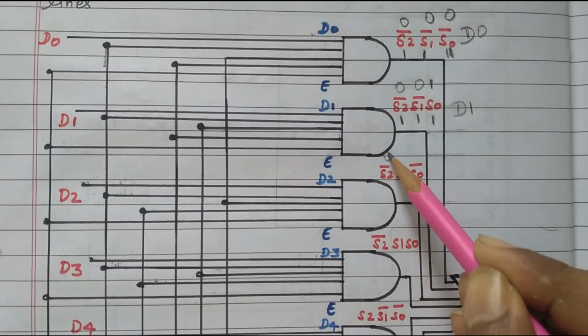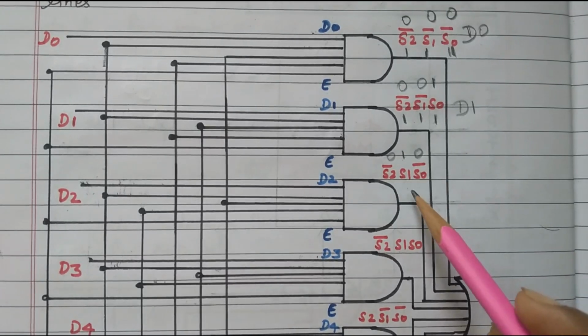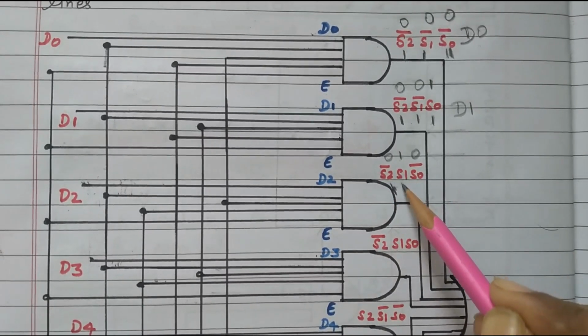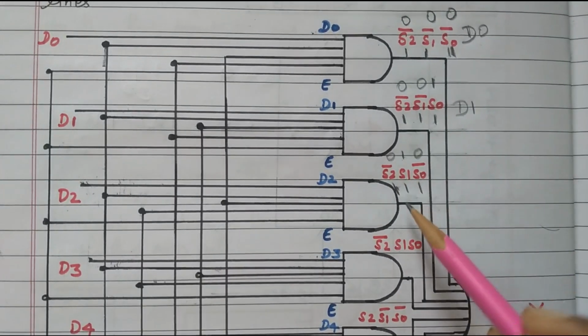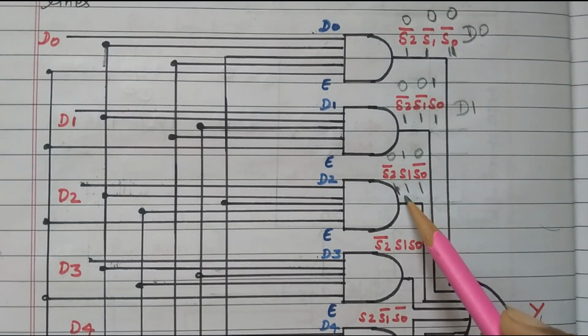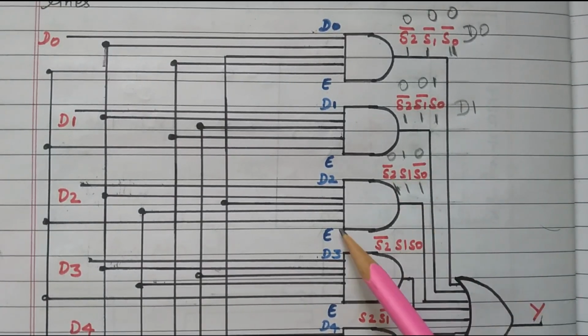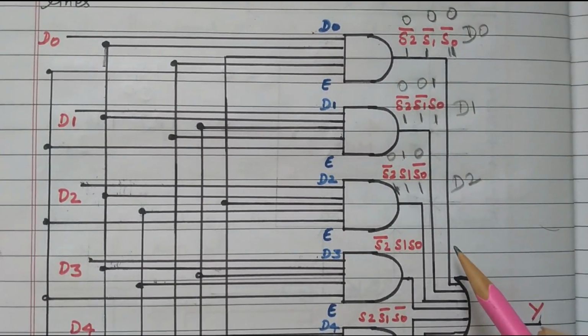Here 0 1 0, the third combination 0 1 0 is given, right? 0 means this becomes 1. This is already 1. This is 0, which means S0 bar becomes 1. See, this now all becomes 1 because of complement. 0 1 0 becomes 1 1 1. Enable is already 1, so automatically we will get D2 as the output, right?